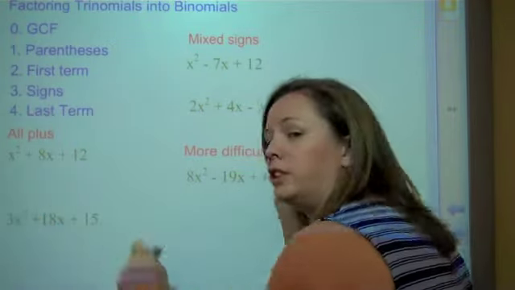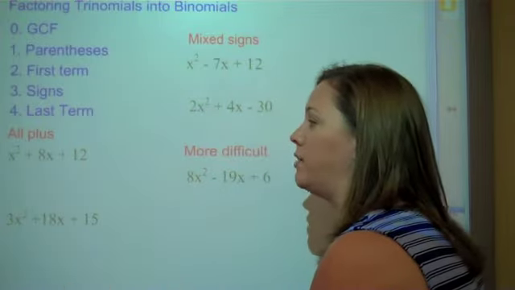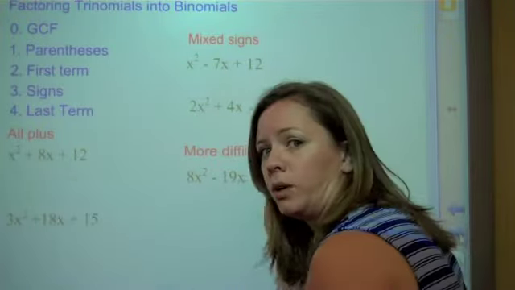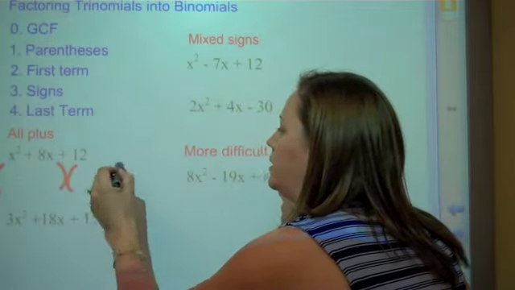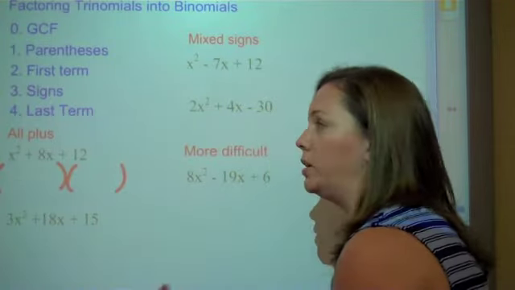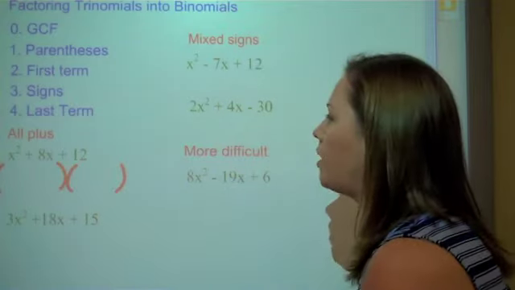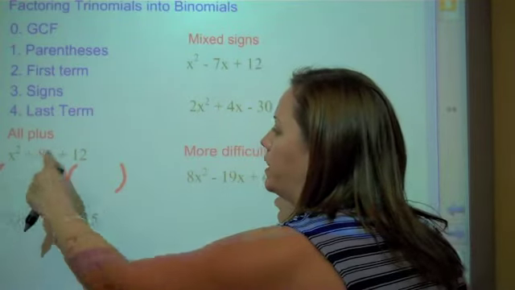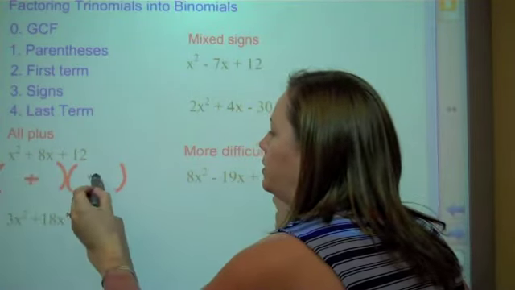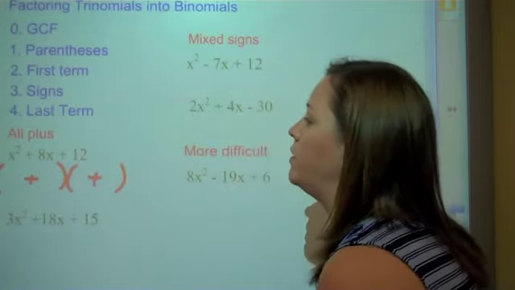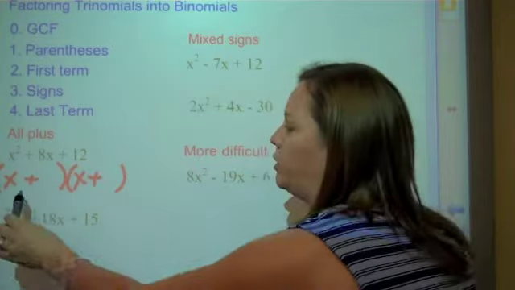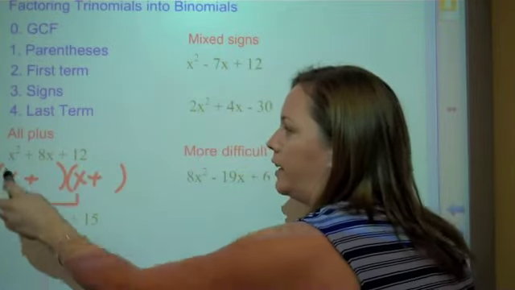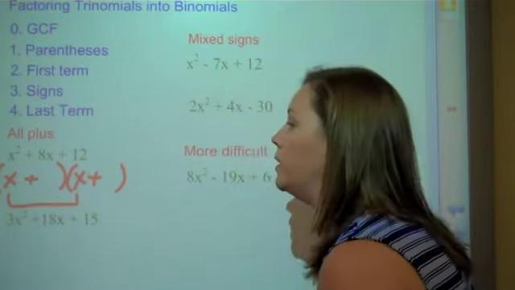So I notice that there is no greatest common factor because not everything has an x, and the 1x squared has a coefficient of 1. So the next thing I do is write my parentheses. I'm going to factor this into a product of binomials. Since both of the signs are positive, this has to be a sum in both of these. The first term in each has to be x. That's the only way I can multiply this together and get 1x squared.